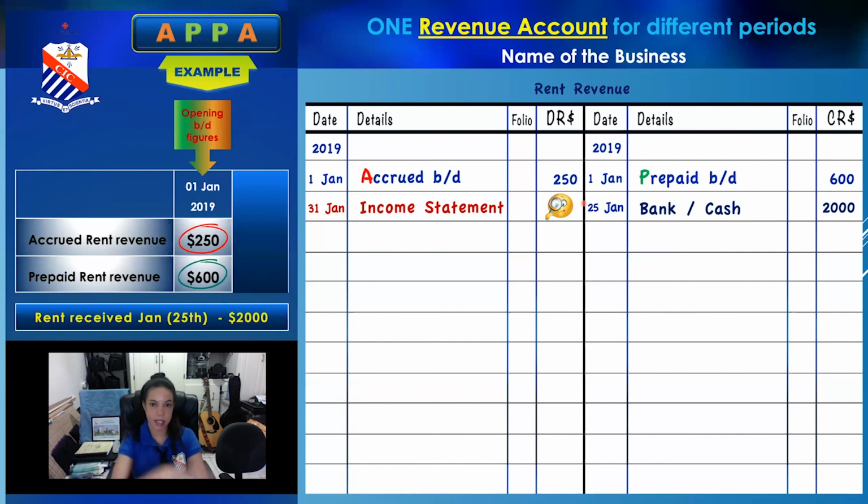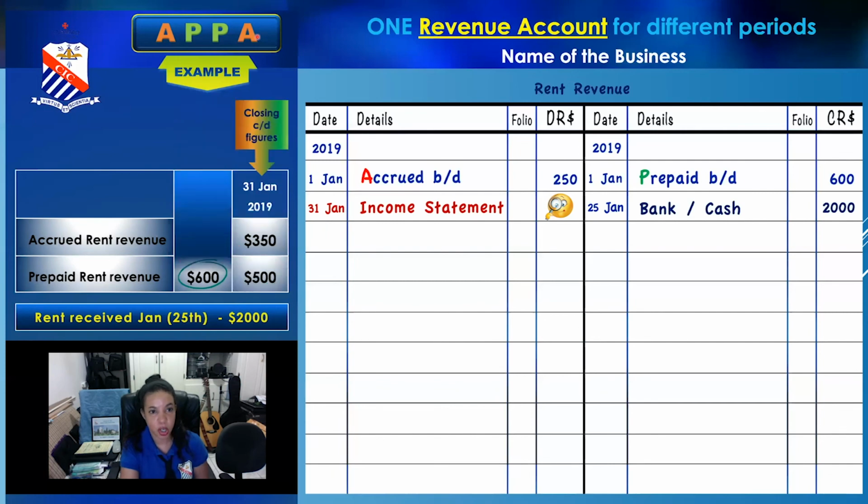So if you remember the expense, you just switch for the revenue, and therefore we are going to move on to the second P and A, the PAAP part of it, which would be your closing balances. Closing date would be the 31st of January. And since you're dealing with the P, it's the closing prepaid or the prepaid carried down that we are going to be dealing with. And yes, we have it there as 500 prepaid rent revenue.